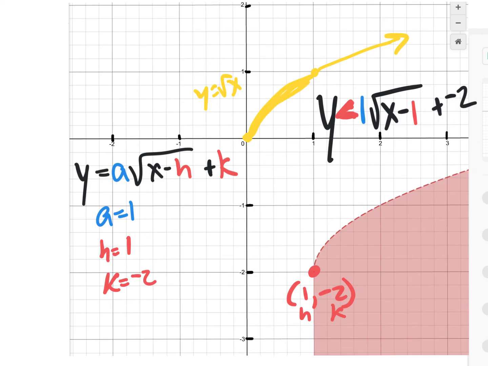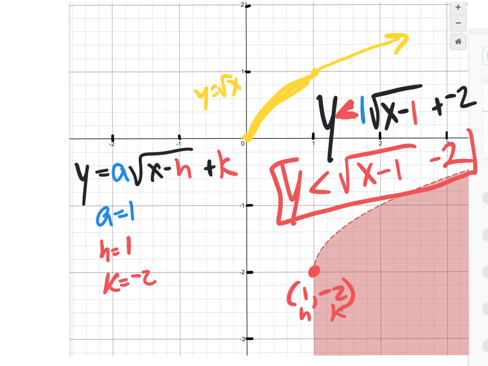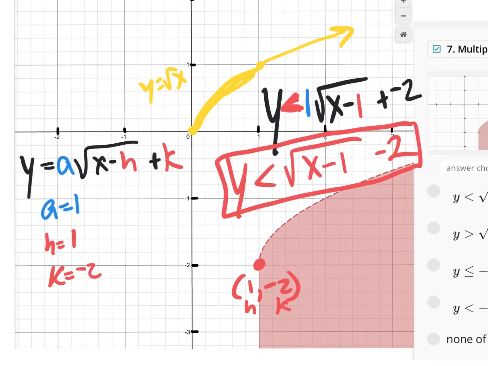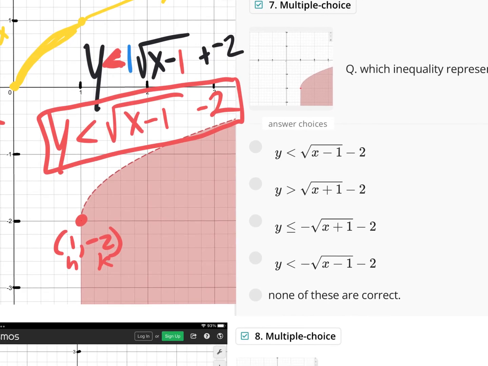So y is less than, you don't even need the 1, the square root of x minus 1, and then minus 2 on the outside. This guy right here is the correct inequality. Again, if this graph would have had a solid line up here and shaded below, then that would have been a less than or equal to with a solid line underneath the inequality. Let's select the correct answer here, and we will see that it is that first option right here.